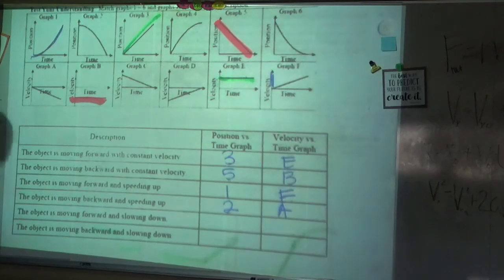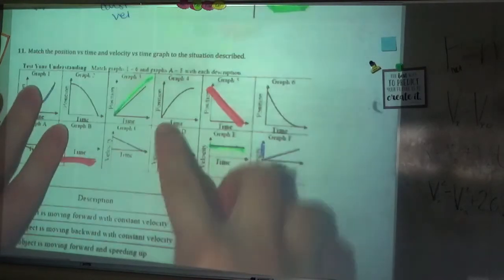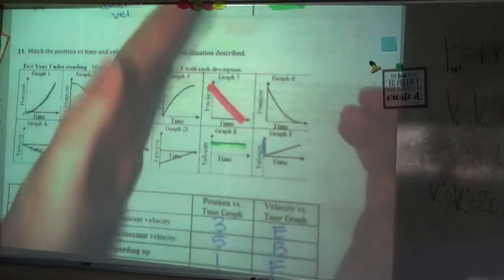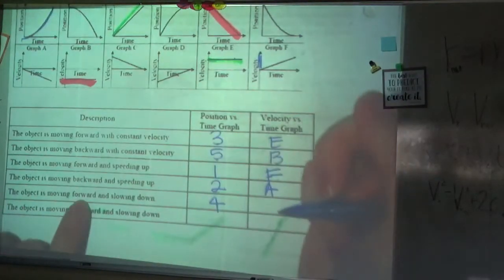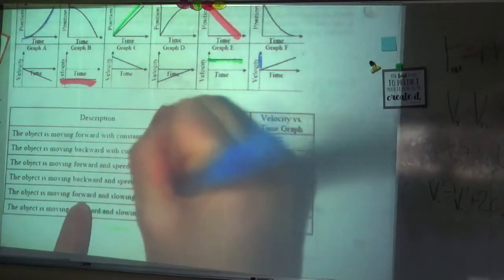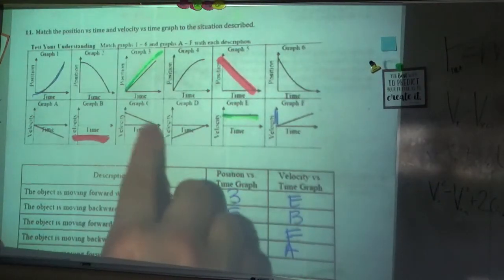Next one, moving forward and slowing down. So the only one left moving forward is graph 4, and I know it's slowing down because it gets flatter, so graph 4 makes sense. If it's moving forward, I have a positive velocity, it's just decreasing. So C starts with some positive velocity and goes to a rest or ends at 0.